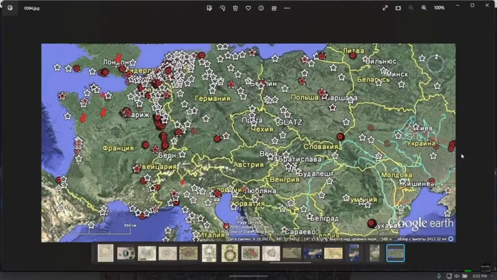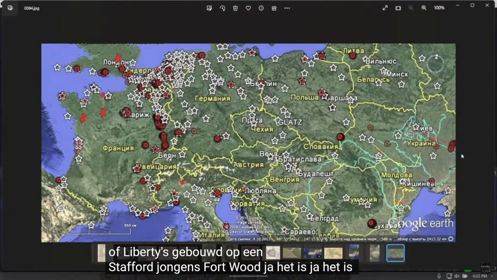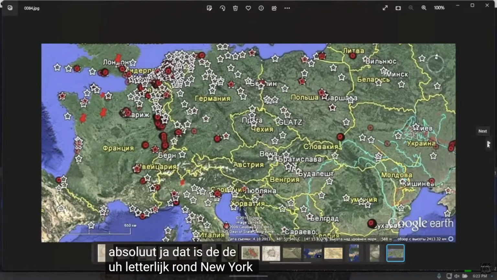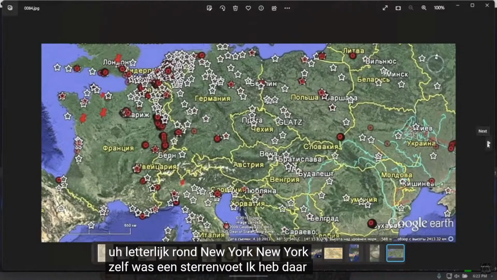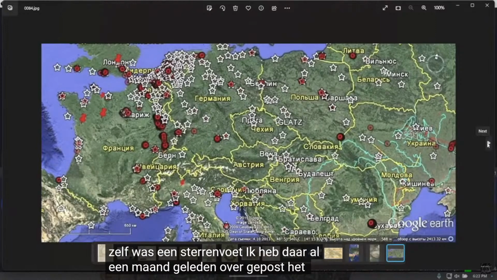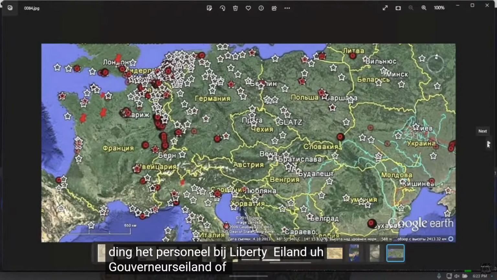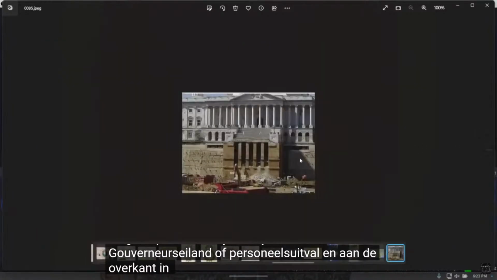You wouldn't even believe. Statue of Liberty is built on a star fort, guys. Fort Wood. Yes, it is. Absolutely. There's literally, around New York, New York itself was a star fort. I've already posted about that a month ago. The whole thing. There was star fort, Liberty Island, Governor's Island, all star forts, and across in Brooklyn.